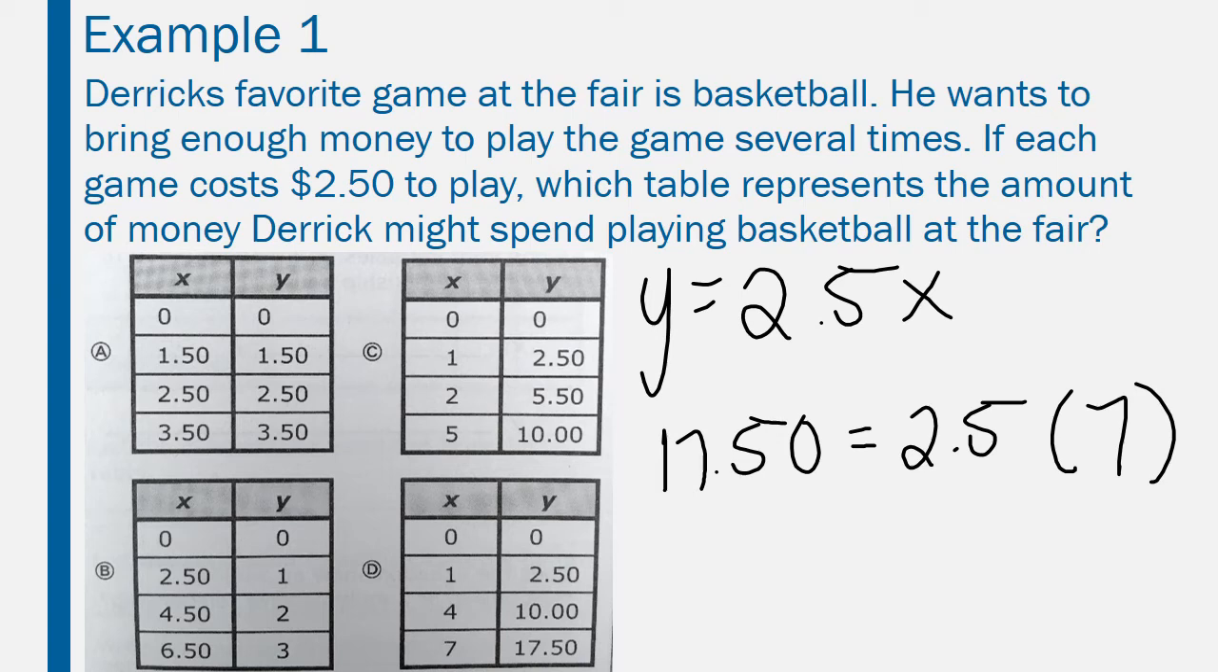All right, Lisa, what'd you get? Yes, $2.50 times 7, or 2.5 times 7, is 17.5. But isn't that the same thing as $17.50? Yes, it is. So my answer is D. Good job, everybody. I want us to move on to example number 2 now.